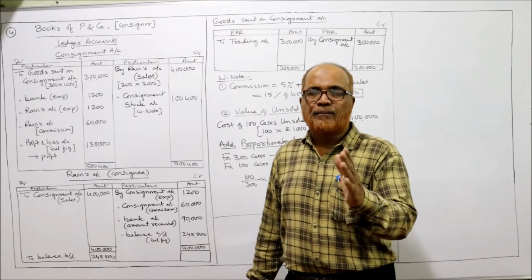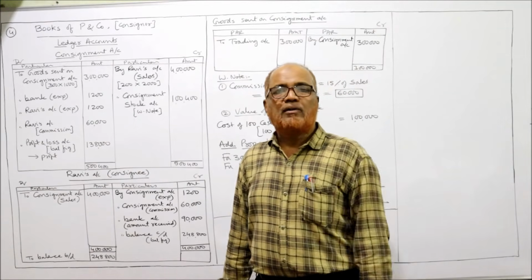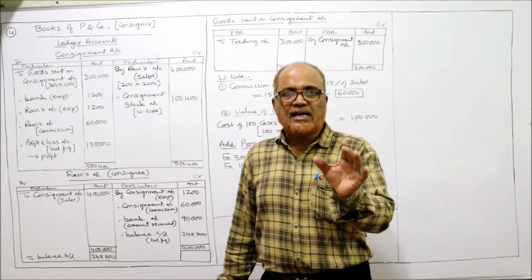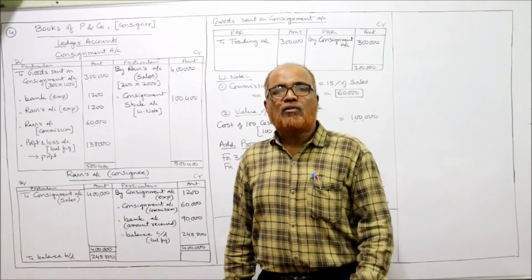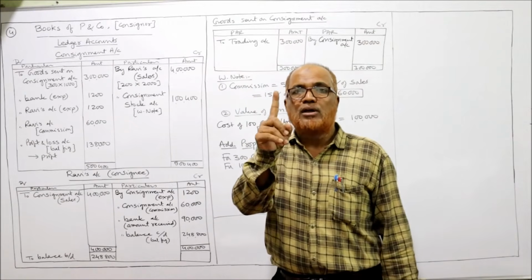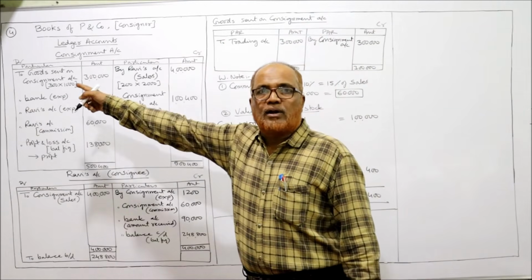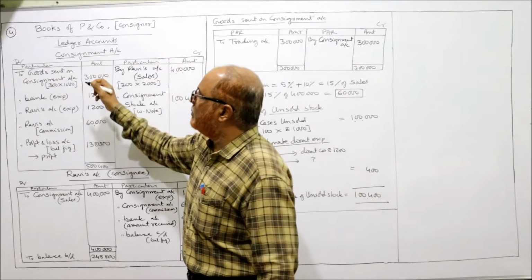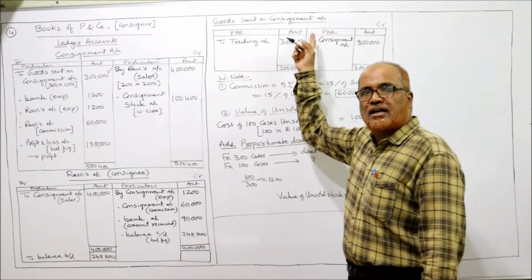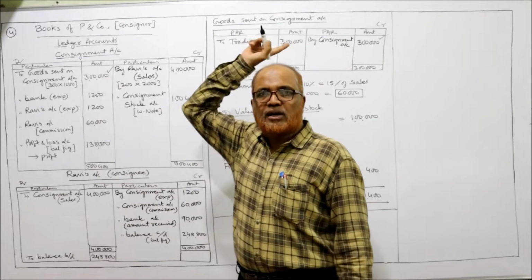Now remember the entries. The first entry, when goods are sent by P and Company to Ravi, the entry will be consignment account debit to goods sent on consignment. How many cases have been sent? 300. What is the cost of each case? 1000. So 300 into 1000 is 3 lakh. So consignment account is debited to goods sent on consignment 3 lakh. Goods sent on consignment is credited by consignment 3 lakh. So one entry is posted: consignment account debited, goods sent on consignment account credited.